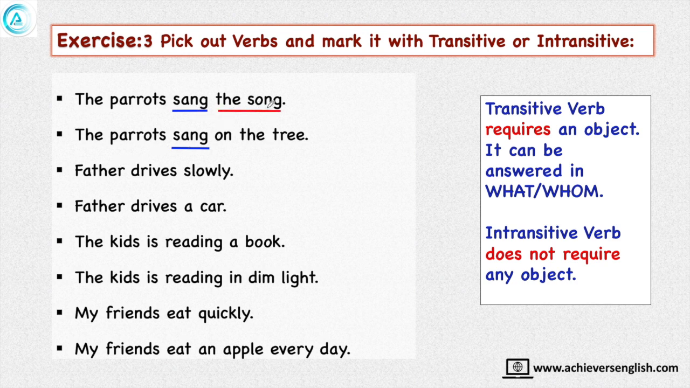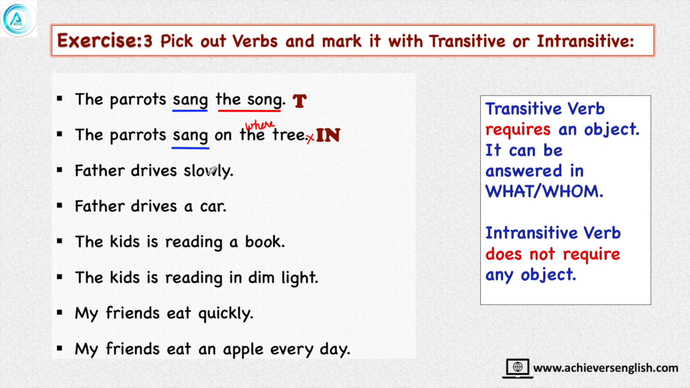The parrots sang the song. The song is the object here, but in this sentence there is no object. The parrots sang what? No answer is coming. The parrots sang whom? No answer is coming. Therefore, it is not an object. It is rather asking the parrots sang where. Therefore, this sang is transitive verb and this sang is intransitive verb.